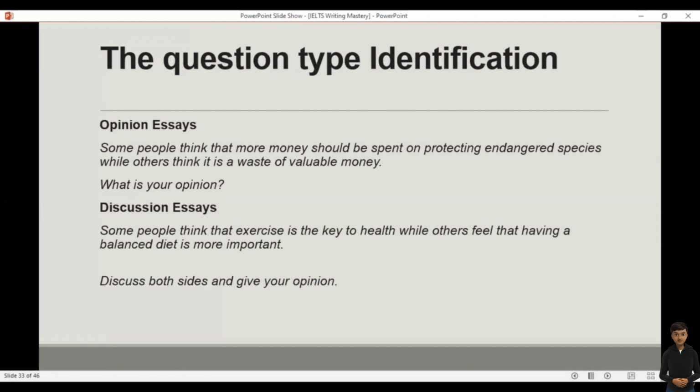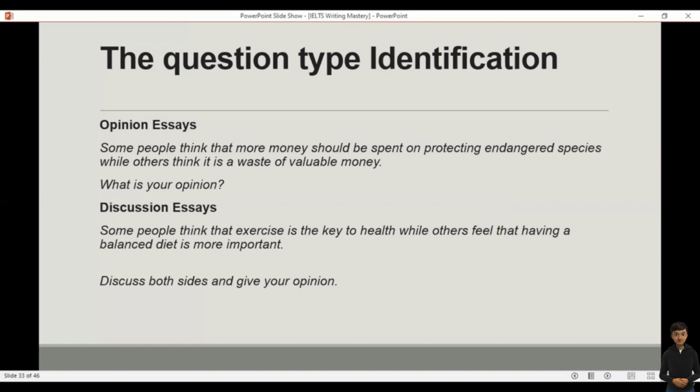The question identification is very important. First of all, we are going to do the question analysis. For opinion essay, we have this type of question. Some people think that more money should be spent on protecting endangered species, while others think it is a waste of valuable money. What's your opinion? Opinion essay could be in the way, what's your opinion? Do you agree or disagree? To what extent do you agree or disagree? Do you think it is a positive or negative development? All these 3 ways are going to be included in opinion essay.